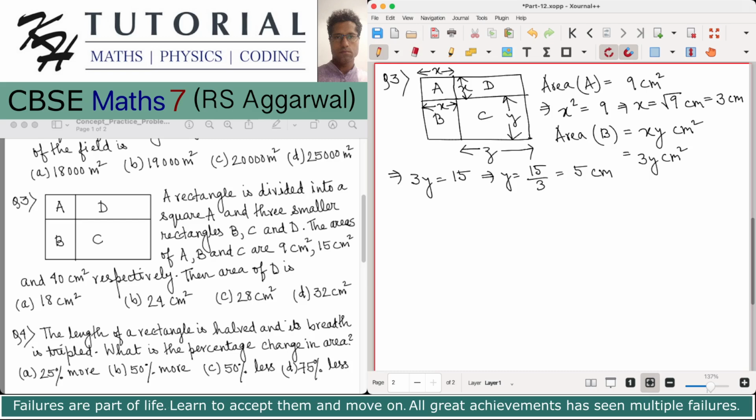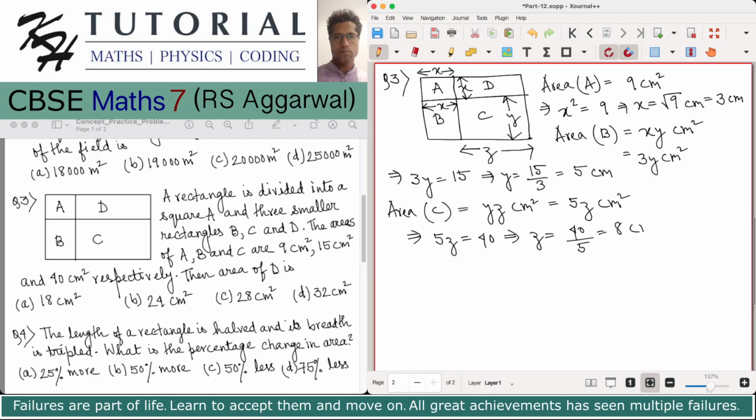Now what is the area of C? Area of C is also given. Area of C will be equal to yz centimeter square, which is equal to 5z, as y is 5. Area of C is given to be 40 centimeter square. So we must have 5z is equal to 40. So z is equal to 40 by 5, which is equal to 8 centimeter.